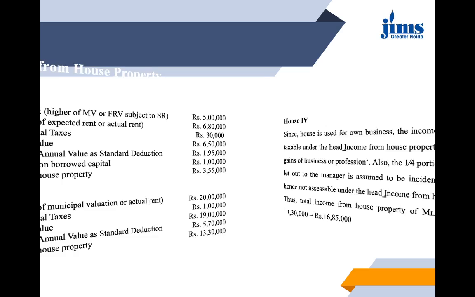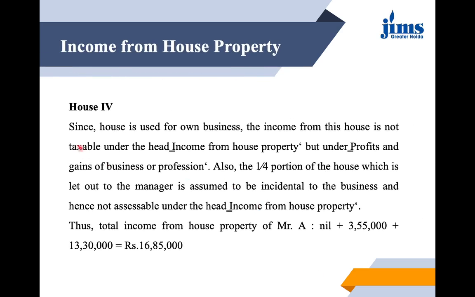Then further, in case of house 4, because this house is used for his own business, the income from this is not taxable under the head income from house property, but under profits and gains of business and profession. Therefore, one fourth of the portion of the house which is let out to the manager is assumed to be incidental to the business, and hence we are not assessing it under the head income from house property.